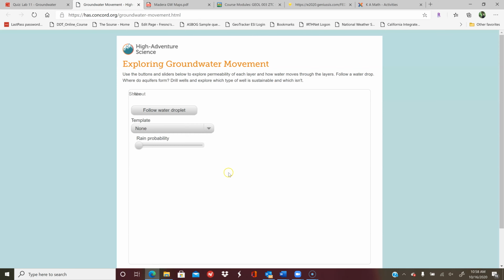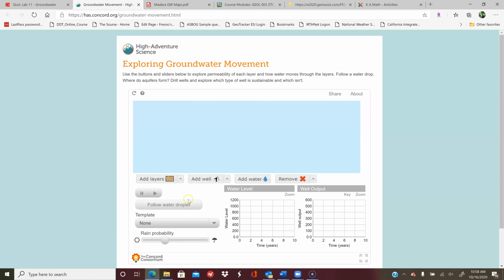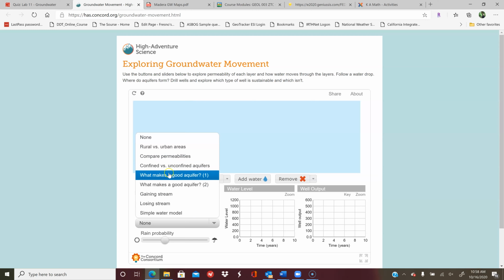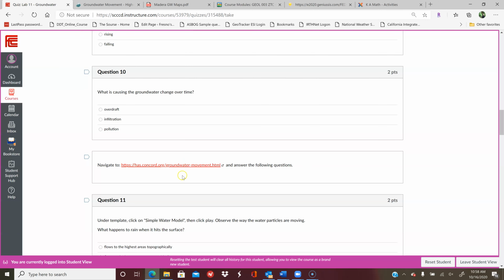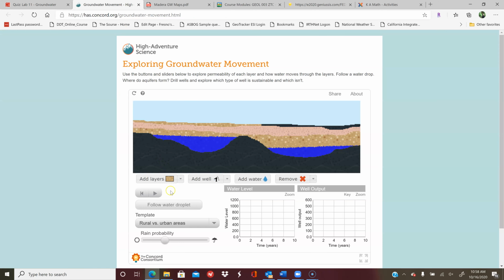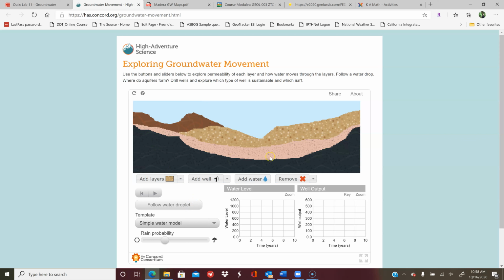So we'll go to this website, and it'll be something that you play with. We'll start with, I think it says, the simple water model. So we'll click on simple water model. And it gives you some material to work with. So this is the underground surface. The surface would be up here. And you can either add water or you can make it rain.